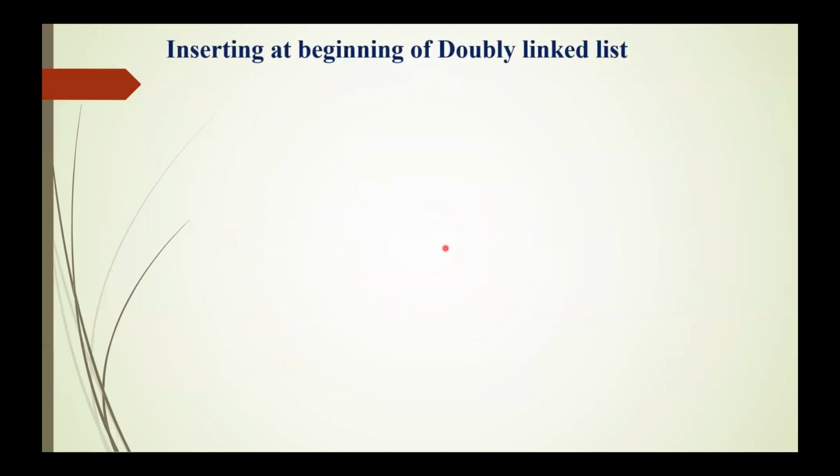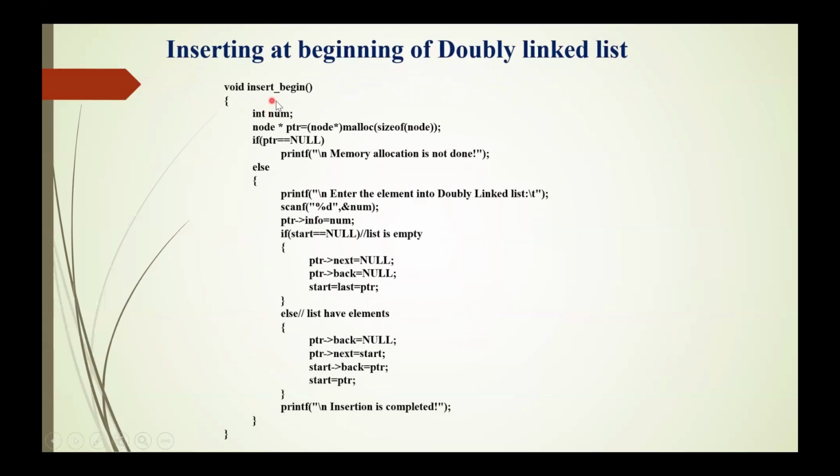The first one is insert at the beginning of the double linked list. This is our function, or we can say our algorithm. The function name is insert begin, which does not return any value. Here, first allocate the memory, then check whether PTR equals null, meaning memory allocation is not done. If the memory is allocated, we read a value and store it. Then we check whether we are inserting into an empty linked list or a list that already has some elements, and then perform the operation. So this is the algorithm for insertion at the beginning.